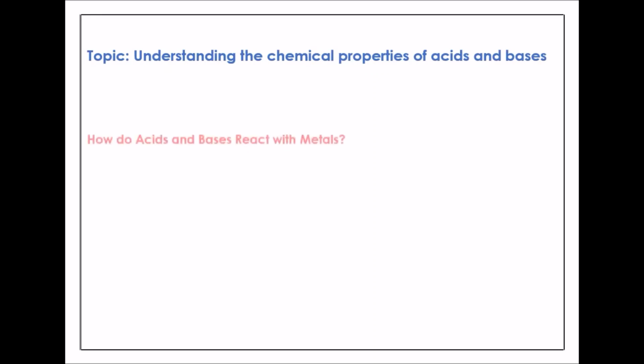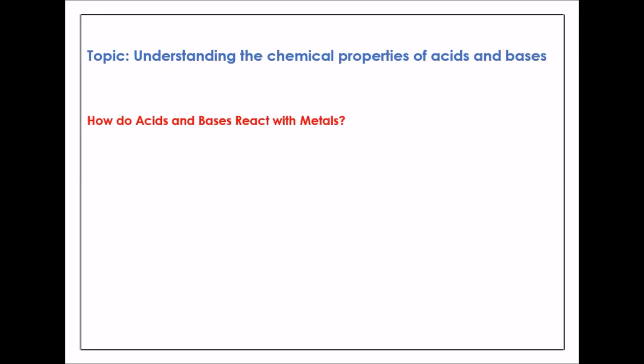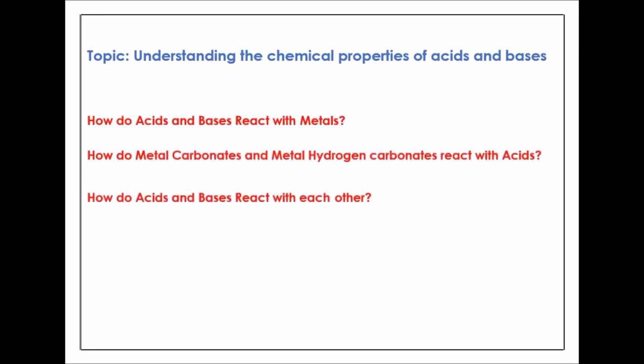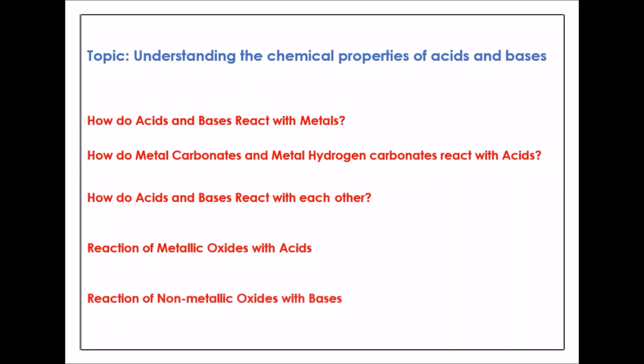So we have discussed how acids and bases react with metals and how metal carbonates and metal hydrogen carbonates react with acids. Today we are going to see how acids and bases react with each other, reaction of metallic oxides with acids, and reaction of non-metallic oxides with bases. So today in this lecture we are going to see all these three chemical properties such that we can complete all 6 chemical properties. Let us jump into the topic.